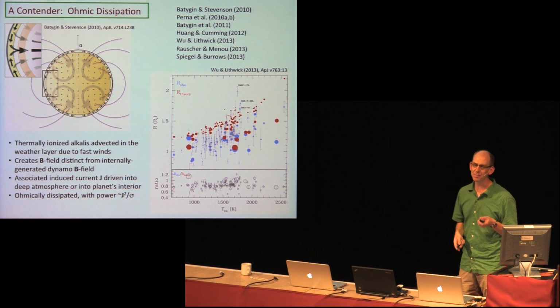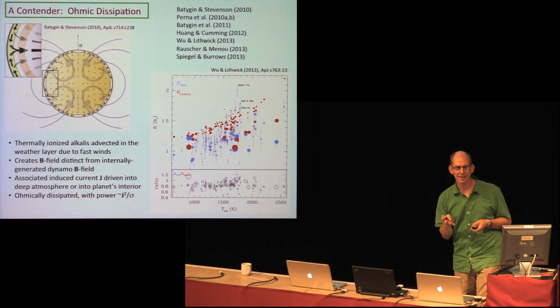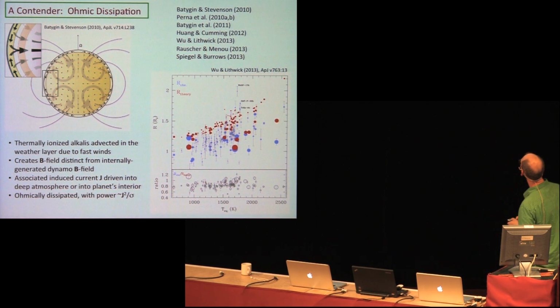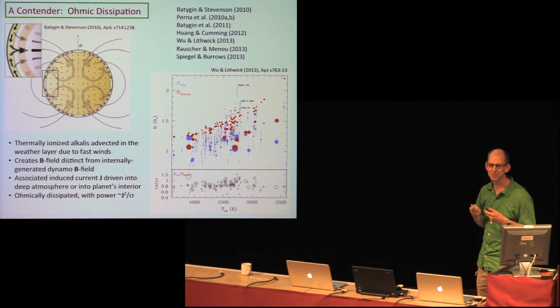And so there's been a number of papers trying to quantitatively estimate the amount of power that you have here. This is a paper from Wu and Lithwick this past year. The real planets are in blue. The theoretical planets, making some assumptions, are in red. And so what they generally find is this general trend that the hotter of the hot Jupiters tend to have the most inflated radii. And so it looks promising.